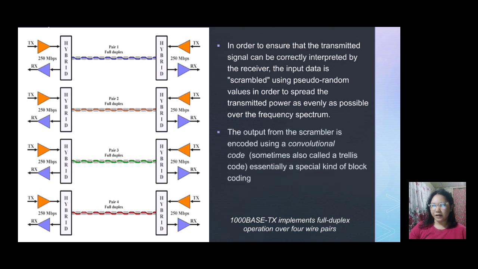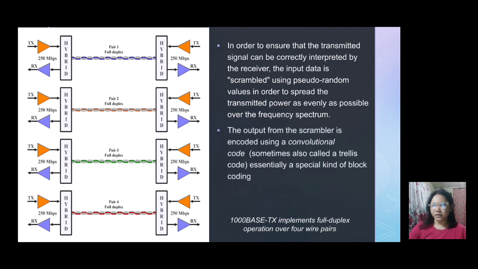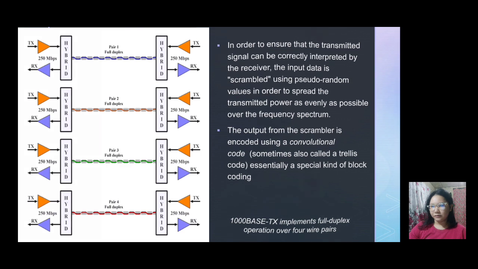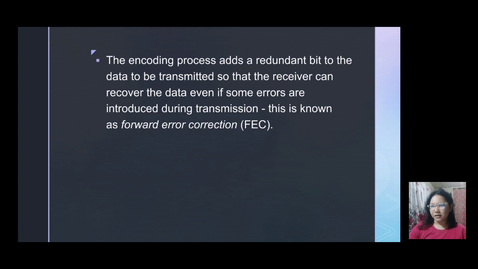The output from the scrambler is encoded using a convolutional code, which is also sometimes called a trellis code since it looks like a garden trellis, which is essentially a special kind of block coding. The encoding process adds a redundant bit to the data to be transmitted so that the receiver can recover the data even if some errors are introduced during the transmission. This is known as forward error correction, or FEC.